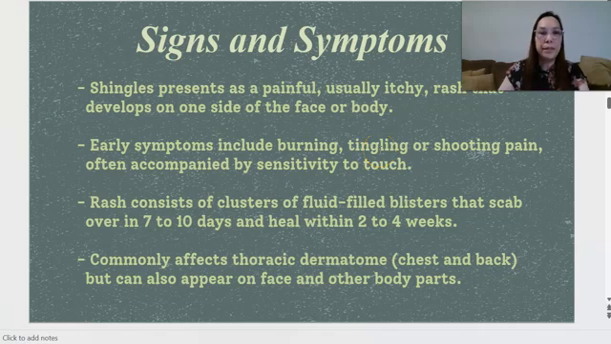Next, symptoms. Rash development. Shingles causes a painful and itchy rash that appears on one side of the face or body. Early symptoms, before the rash appears, you might feel burning, tingling, or sharp pain. The skin may also become very sensitive to touch. When the rash develops, it consists of groups of blisters filled with fluid. These blisters typically scab over in about 7 to 10 days and heal in 2 to 4 weeks. Common areas affected are the chest and back, but it depends on what dermatomal level it affects.